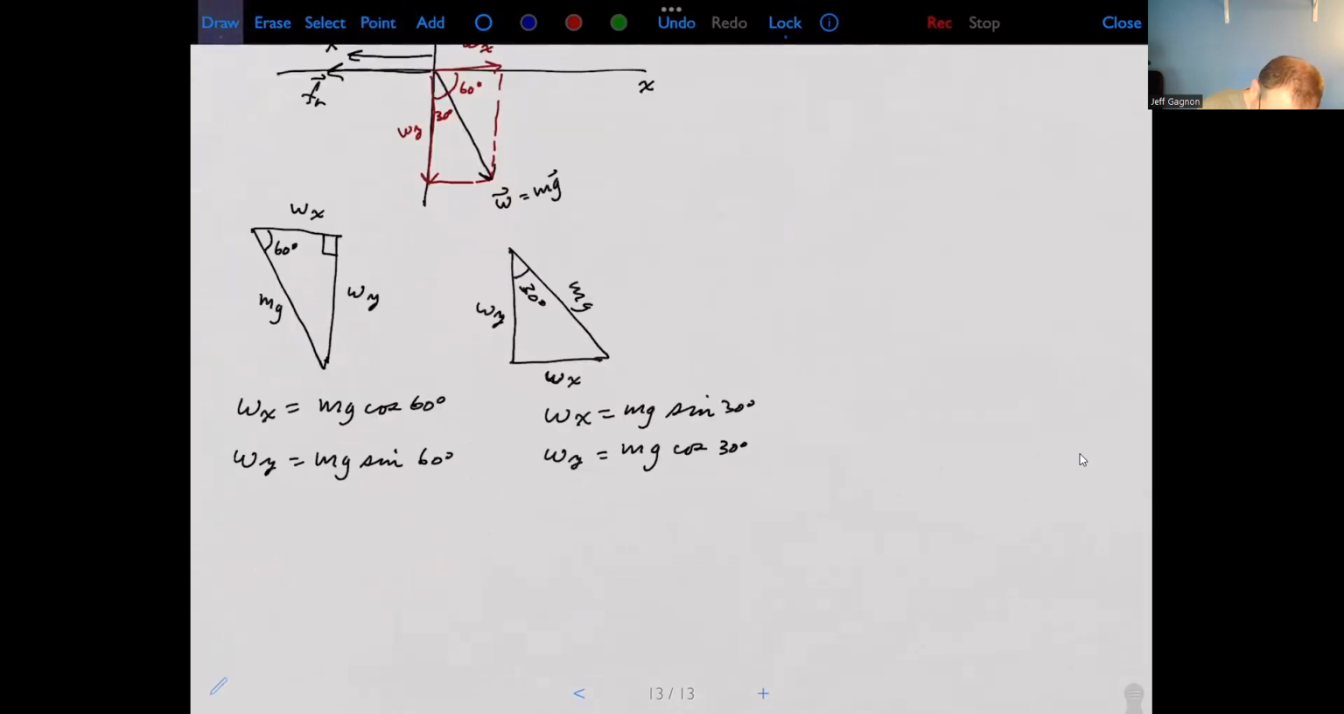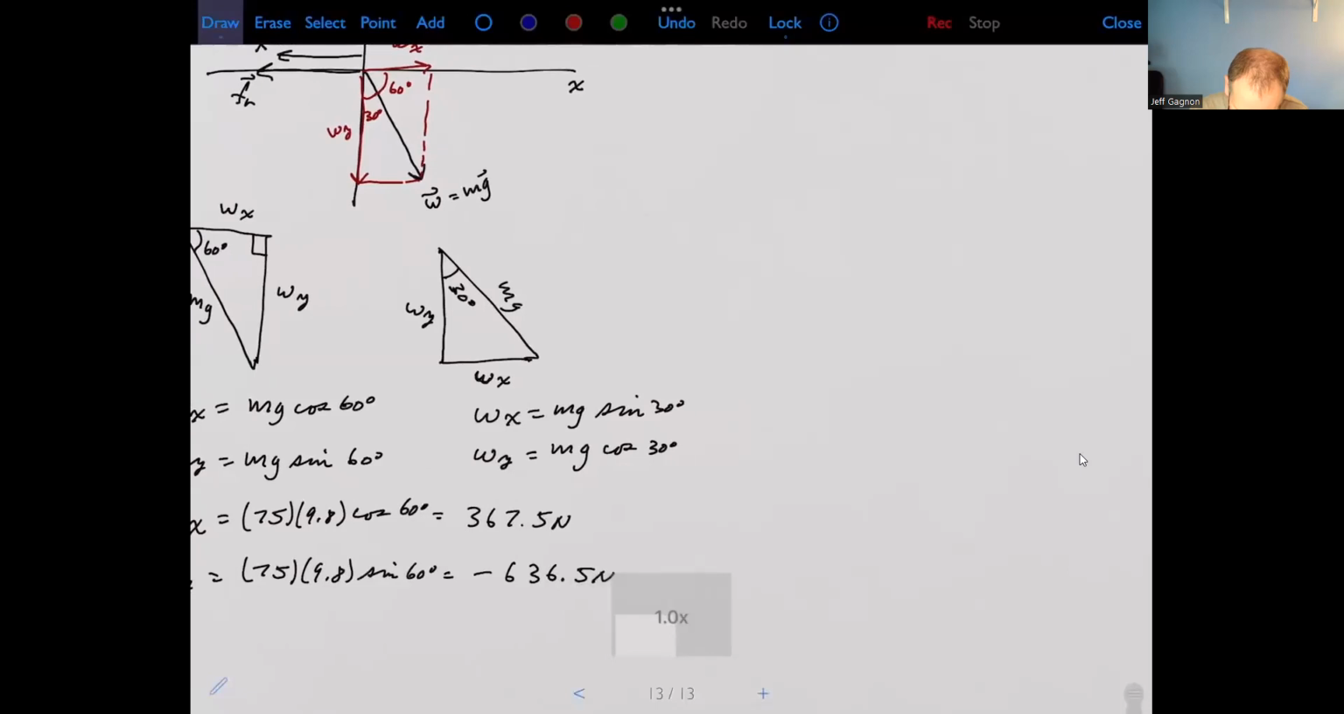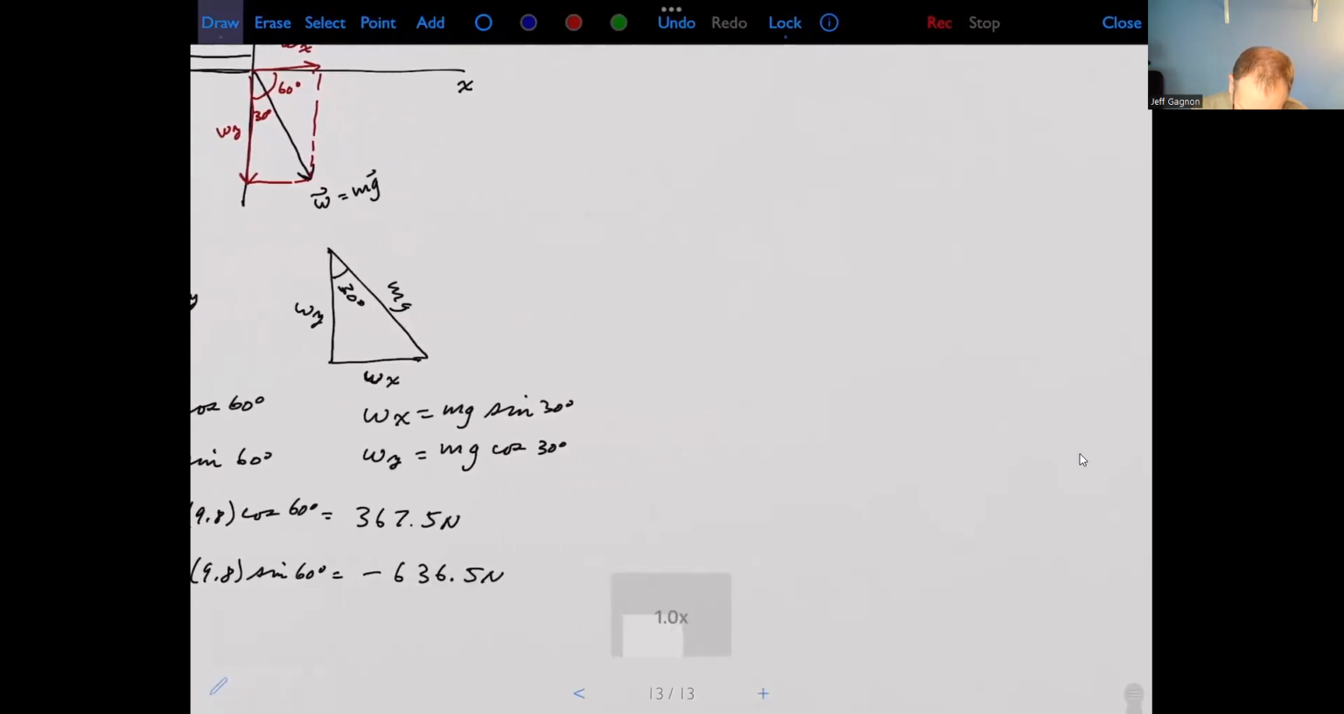So anyways, if you work this out, WX is going to be m, which is 75, times g, 9.8, times cosine of 60 or sine of 30, either way, you're going to get 367.5 newtons. And WY is 75 times 9.8 times sine of 60, and it's negative, right? Because WY is acting downward, it's negative 636.5 newtons. Okay. So now we want to figure out the acceleration in the x direction. So now let me apply Newton's second law in the x direction.